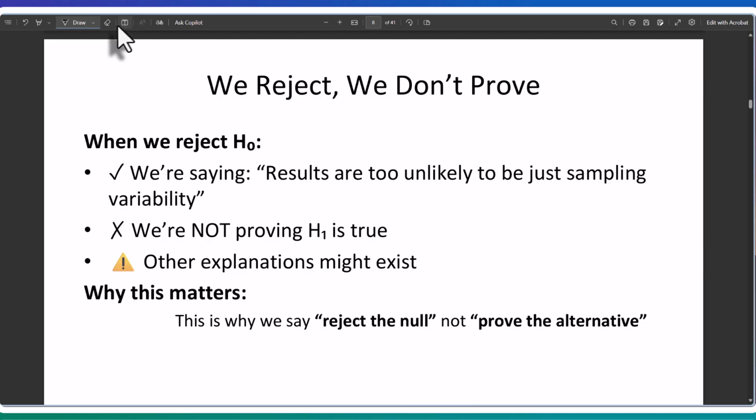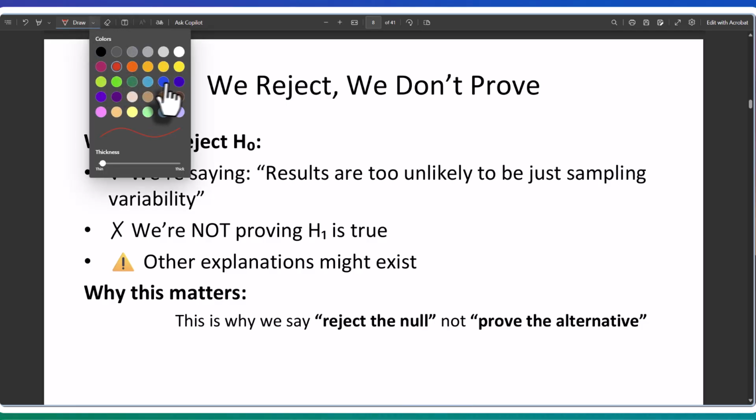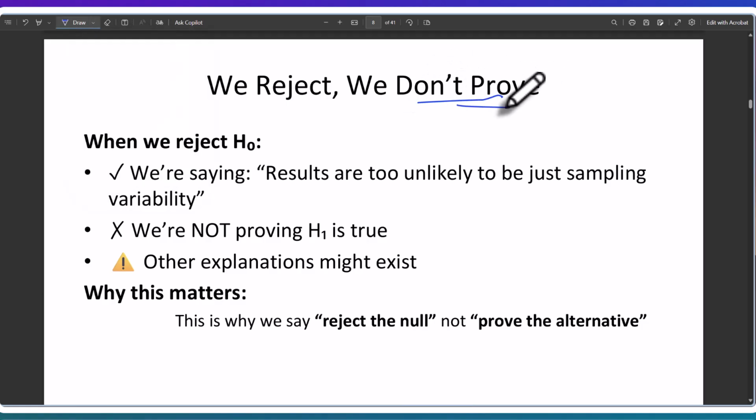So one key thing here is that we never really prove. So we don't prove the alternative hypothesis. Okay, there's always a chance that the null hypothesis can be true, even if we reject it. And that's just inherent in statistics. Everything has some possibility, even if it's low in probability. Okay. So if we were to rule out the null hypothesis, we would say reject the null hypothesis.